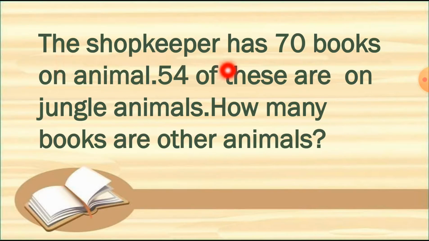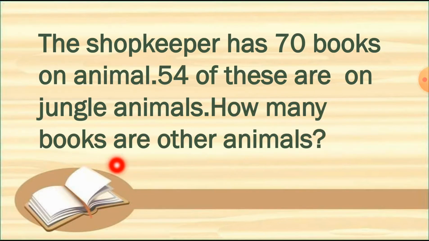The shopkeeper has 70 books on animals. I repeat, the shopkeeper has 70 books on animals. 54 of these are on jungle animals. 54 of these, it means from 70. 54 of these are on jungle animals. How many books are on other animals?